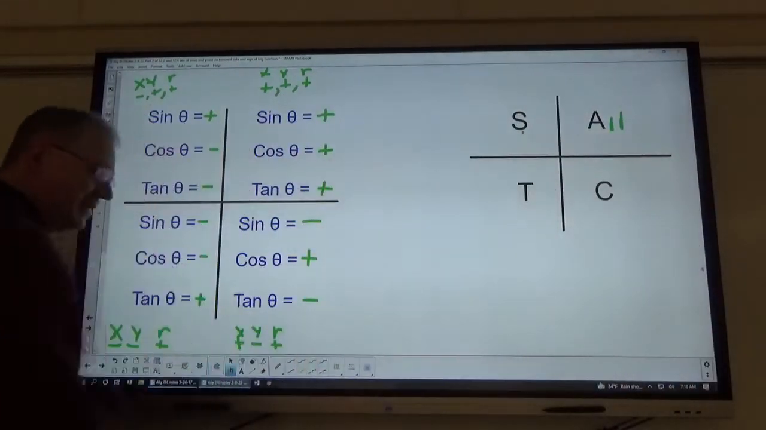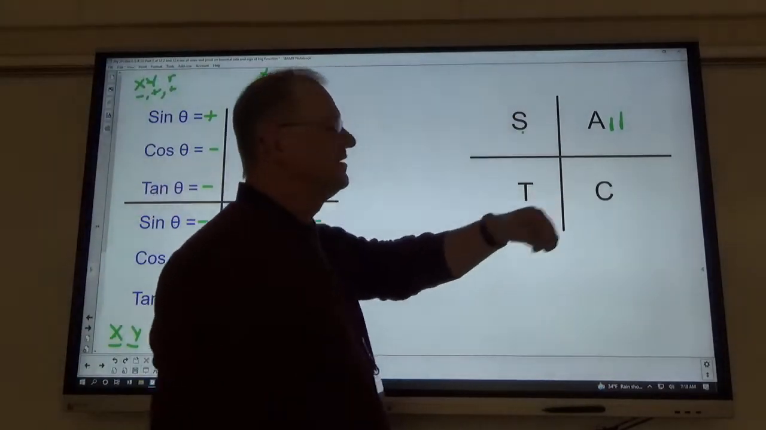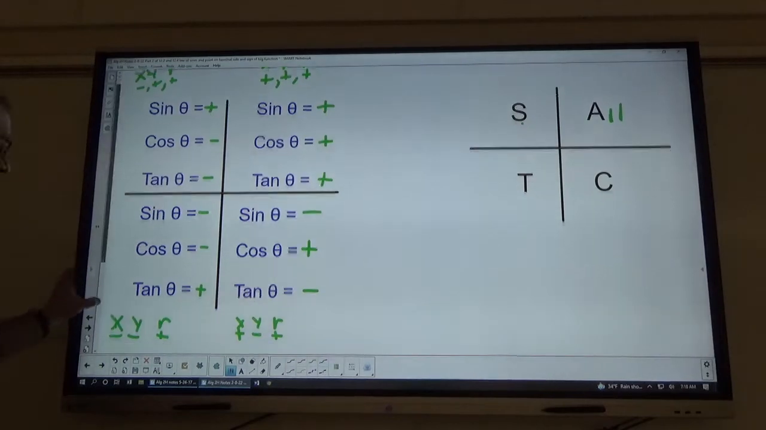And as my college professor at the Mount, I wish I could remember his name, he also teaches at another high school, said the way we remember this is all students take calculus. ASTC, all students take calculus. So that's how you can keep track of which trig functions, sine, cosine, and tangent, are positive in which of the four quadrants.